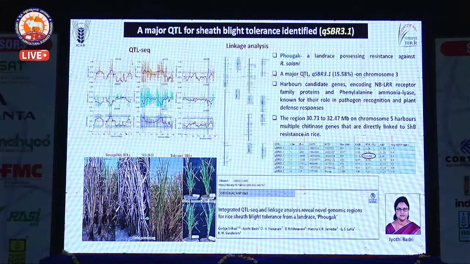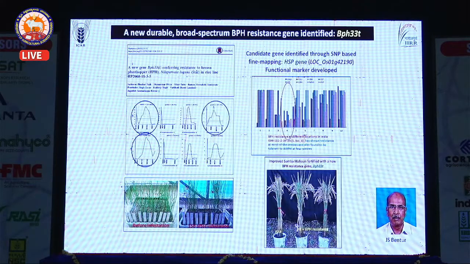She has identified a major locus called SBR 3.1 on chromosome 3, and she is working towards identification of the candidate gene. We have been successful to some extent because two genes show hyperexpression after inoculation with the pathogen. Similar is the story with regard to another gene conferring tolerance to disease.